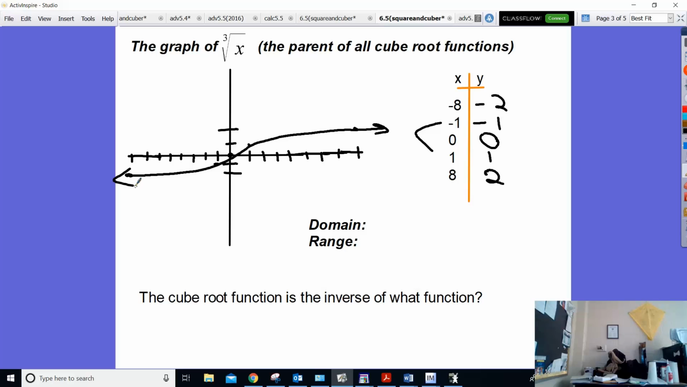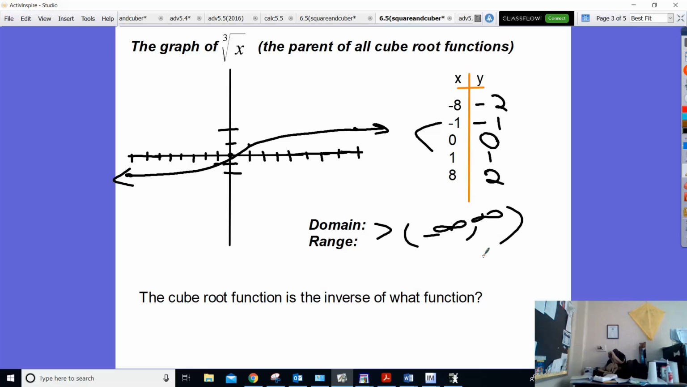Like the next x value after this that I would use would be 27. What would the y value be? 3. After that, the next x value would be 64, y value 4. After that, 125, y value 5. It is getting bigger, just slower and slower and slower. The domain and range on both of these are negative and positive infinity to me.